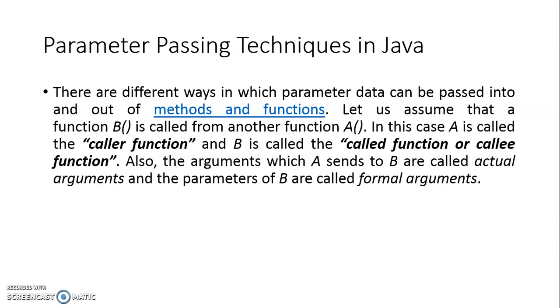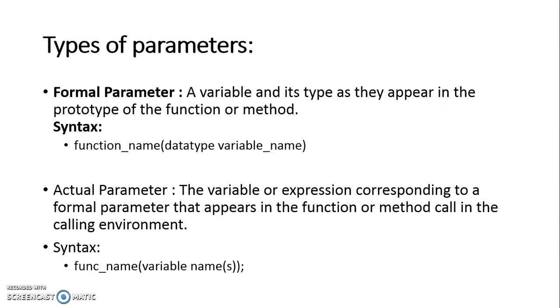Let us assume that a function b is called from another function a. In this case, a is called the caller function and b is called the called function or callee function. Also, the arguments which a sends to b are called actual arguments and the parameters of b are known as formal arguments. Now, what are the types of parameters?